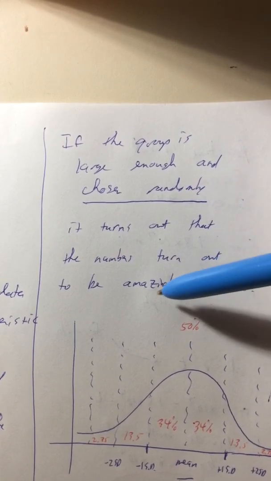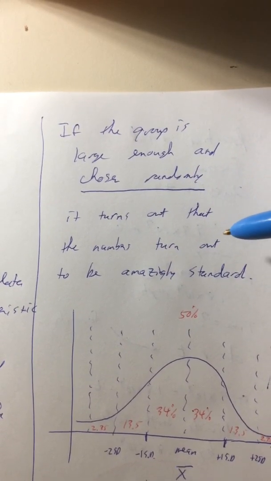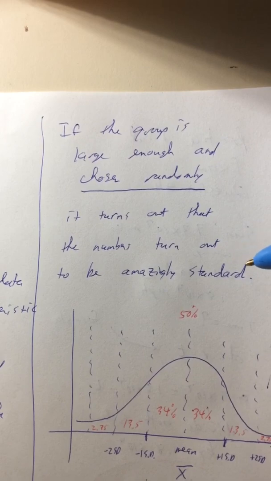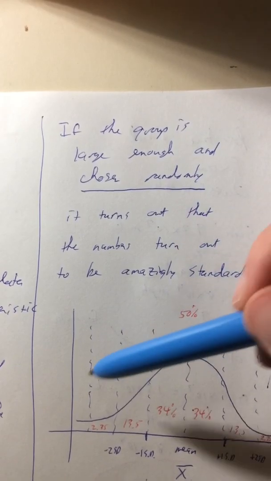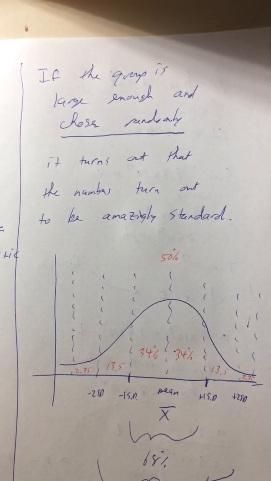Chosen randomly is key. It turns out that the numbers turn out to be amazingly standard. So when we choose randomly and we choose from a large enough group, we get this cool bell curve, and we get some certain percentages that go along with this.